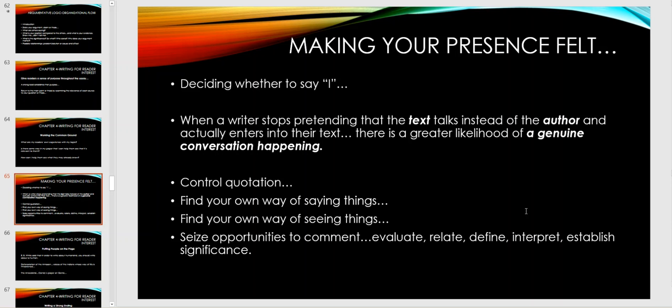So you want to be able to control quotations. You want to find your own way of saying things and paraphrasing and summary. Hence the object behind the double entry journal. Find your own way of seeing things. You've got to seize opportunities to comment, evaluate, relate, define, interpret, establish significance to your topic, right? You control the conversation. Only 10 to 20% of your research essay can be quotes, not half. Otherwise, you're working too much with the words of others.